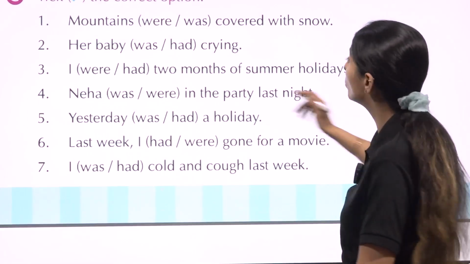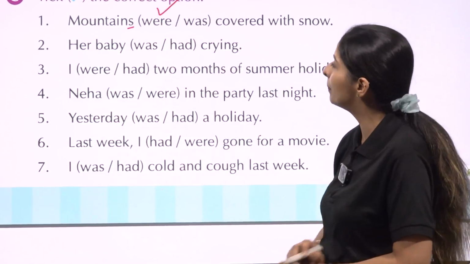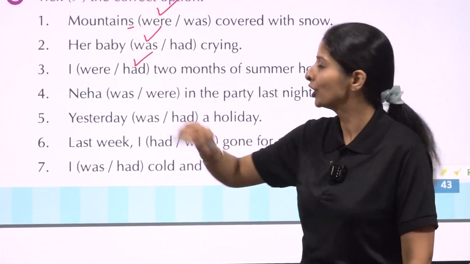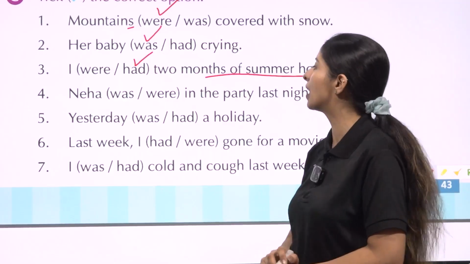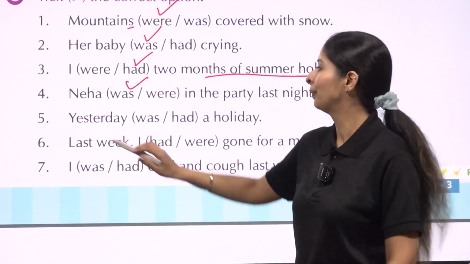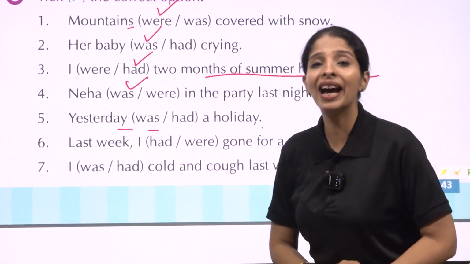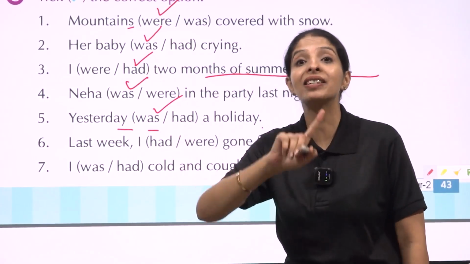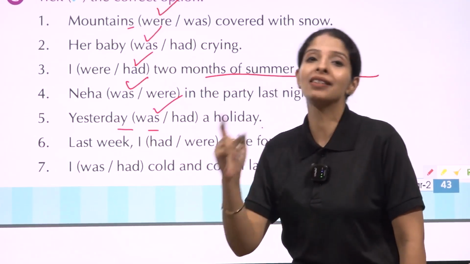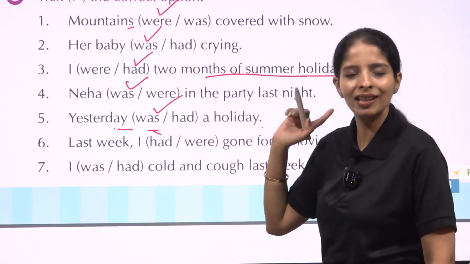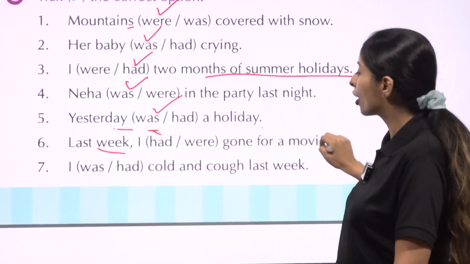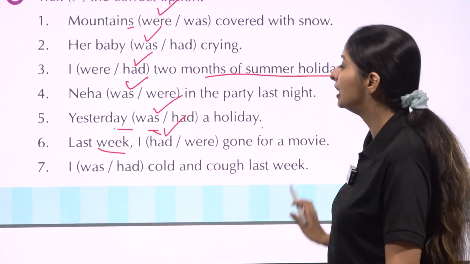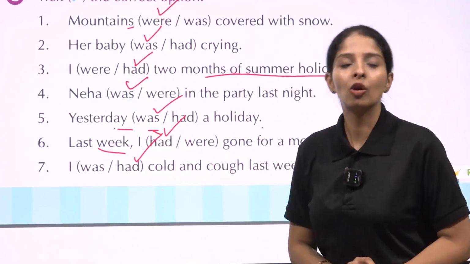Now take the correct option. Mountains were covered with snow. Her baby was crying. I had 2 months of summer holidays. Neha was in the party last night, singular. Yesterday was a holiday. If I put here yesterday, then you must use had: yesterday I had a holiday. But here, yesterday it was a holiday, or yesterday was a holiday. Simple. Last week I had gone for a movie. I had cold and cough last week.